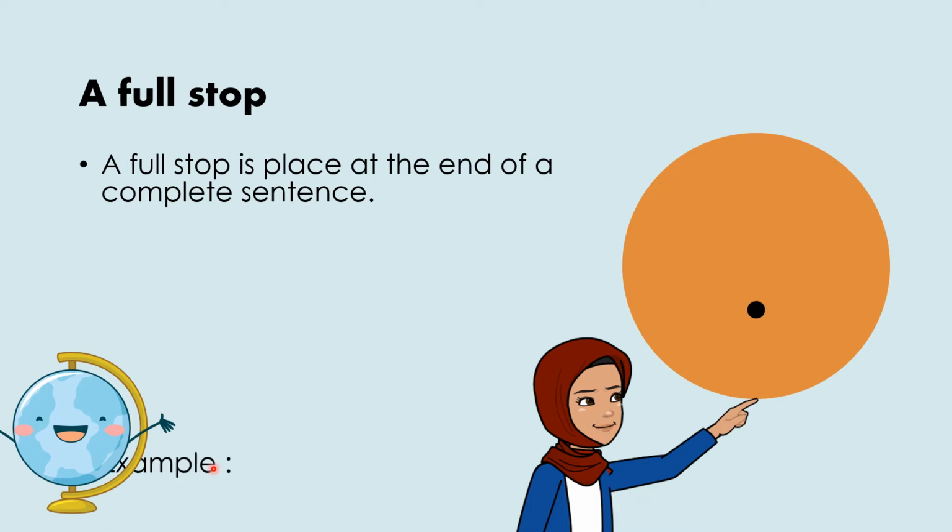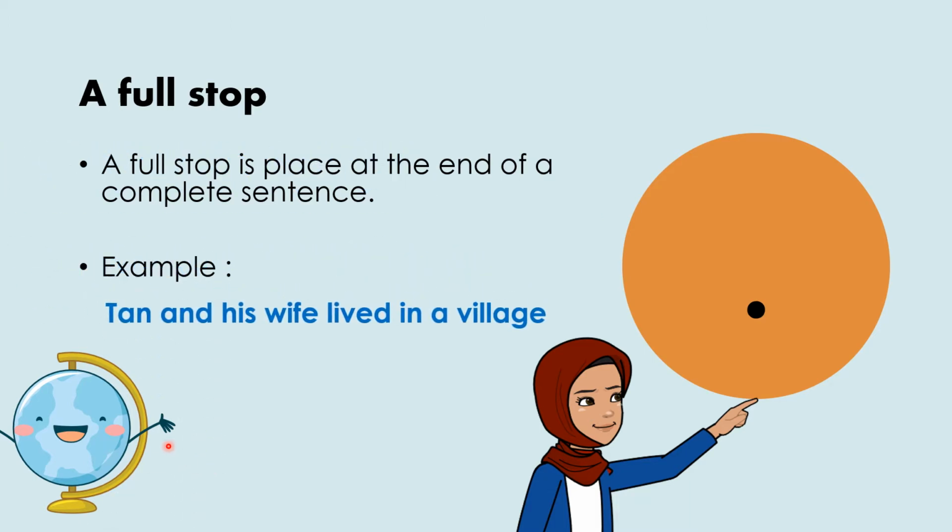For example, Tan and his wife lived in a village. So we must put a full stop at the end of a complete sentence here.